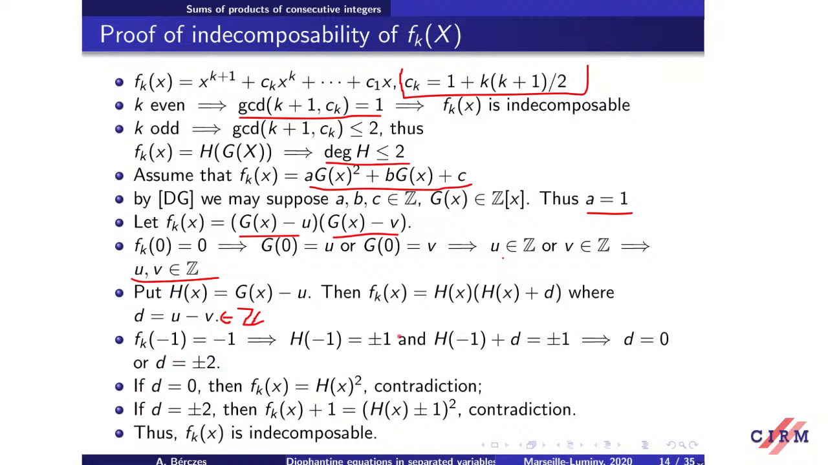But d equals 0 would mean that fk of x is h of x squared. But this contradicts that all the roots of fk of x are simple roots. And when d equals plus or minus 2, we get that fk of x plus 1 will be a square. But again, we have proved that fk of x plus 1 has only simple roots, which gives again a contradiction. So altogether, fk of x is indecomposable.